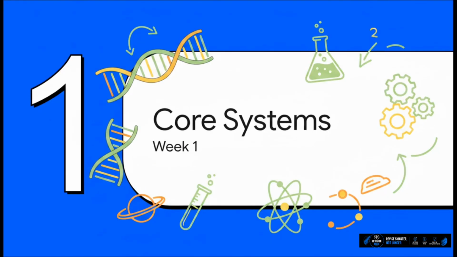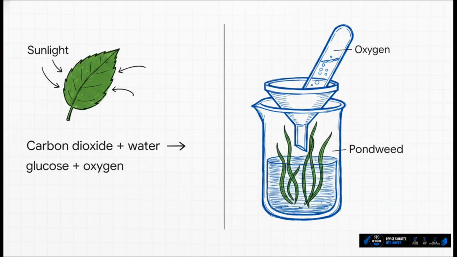We're kicking things off right now with the fundamental biological and chemical systems you absolutely need to nail for the exam. First up, photosynthesis, literally the engine of life. The word equation here is absolutely crucial. Carbon dioxide plus water, using light energy, gives us glucose and oxygen. And this whole magic trick happens right inside the cell's chloroplasts.